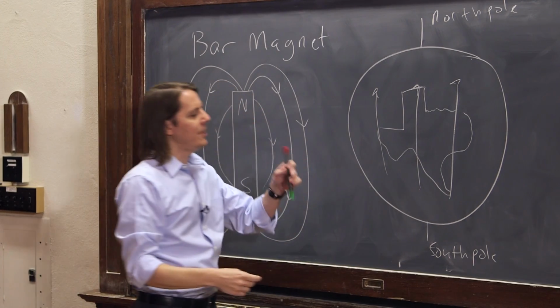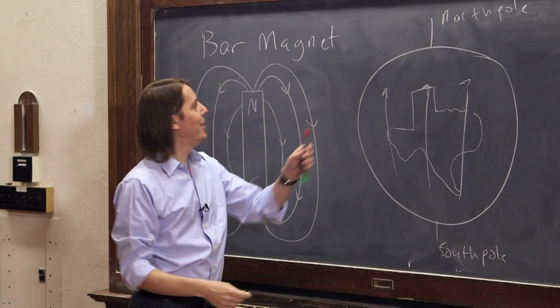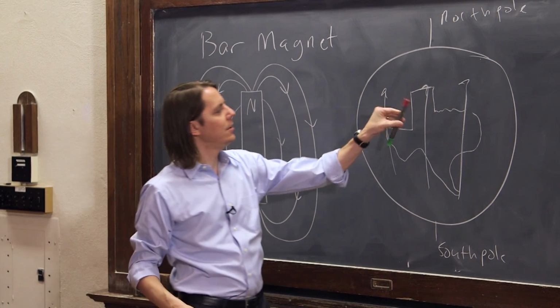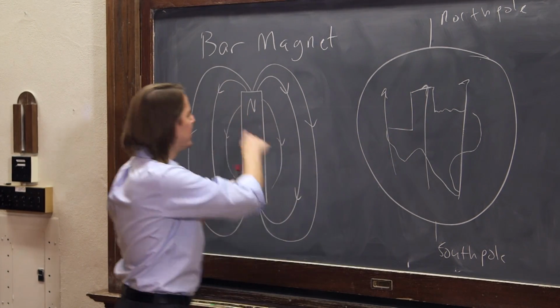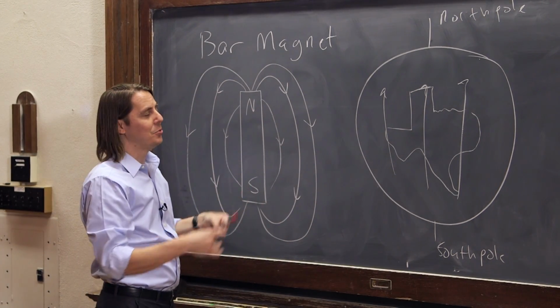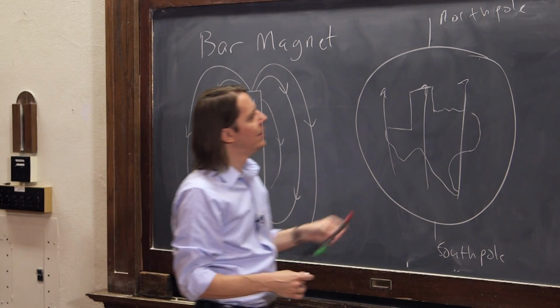Okay? So this is why if you take a bar magnet like this or any magnet with a north and south pole, it'll align to where it points north. The North Pole points north. So that's why we call this north and south, right? That's the historical reason that it got that name.